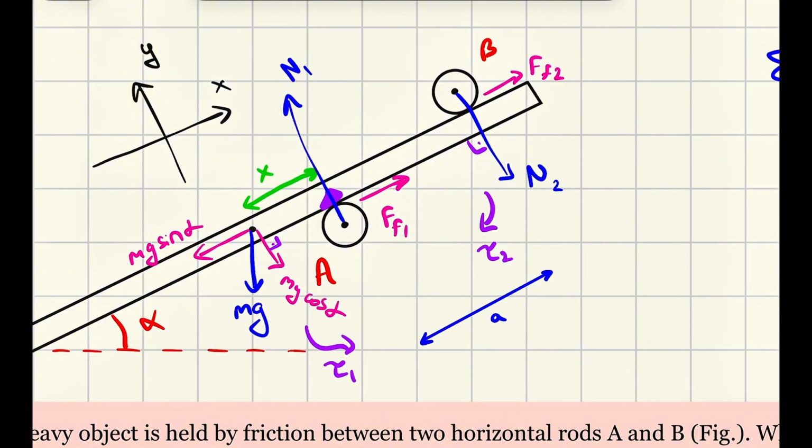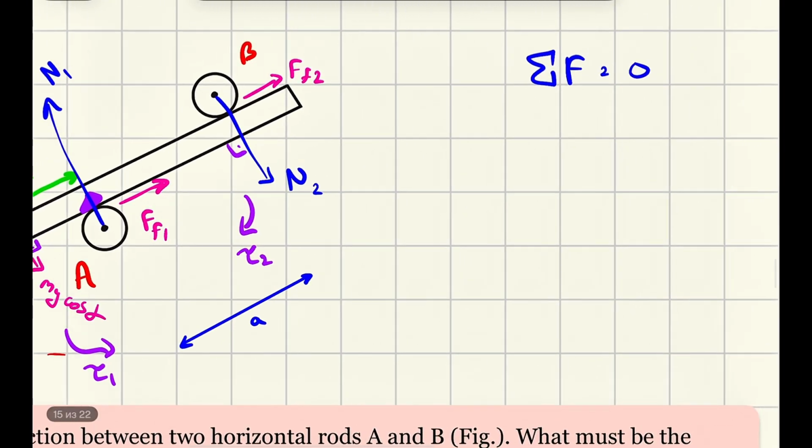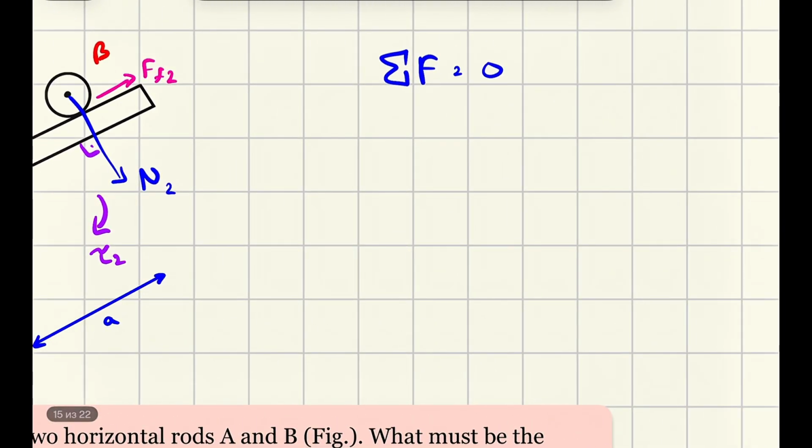Horizontally, we have mg sine alpha and two friction forces which are opposing it, and this thing is not moving. The sum of forces equals 0. Let me write it here: mg sine alpha equals friction force 1 plus friction force 2.